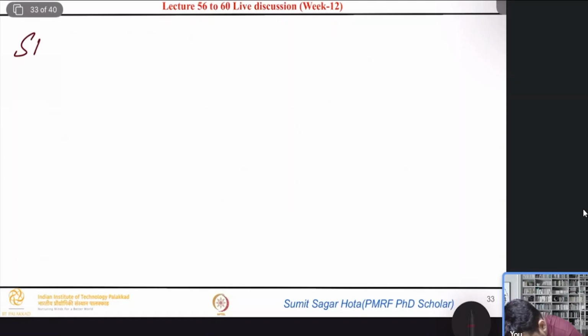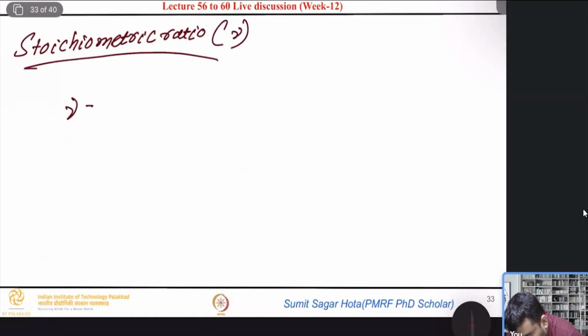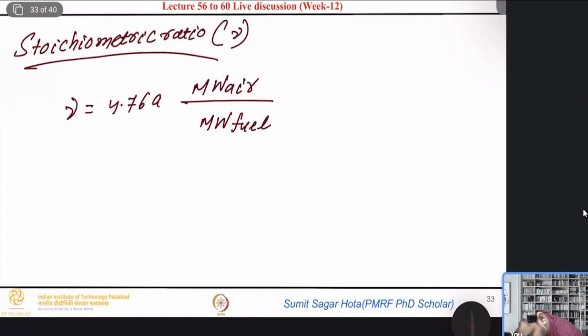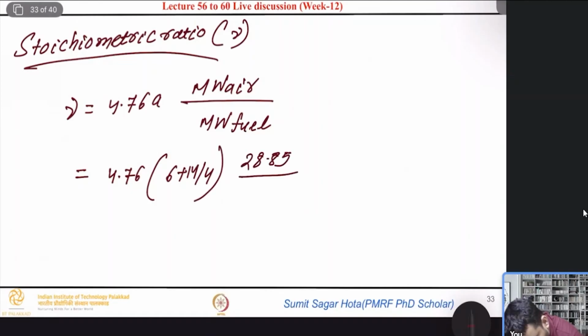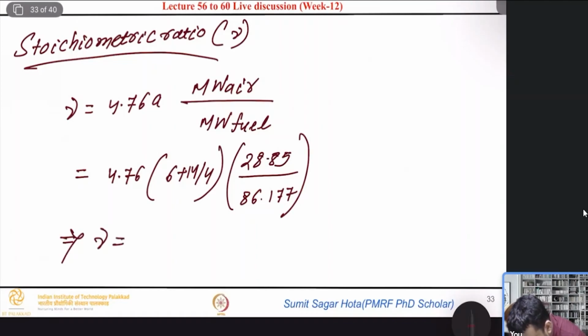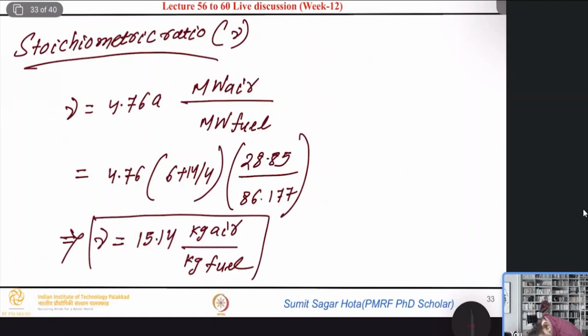Stoichiometric ratio nu is equal to 4.76 times a, molecular weight of air divided by molecular weight of the fuel, which is equal to 4.76 times (6 plus 14 by 4) times 28.85 divided by 86.177. This value comes out to be 15.14 kg of air per kg of fuel.